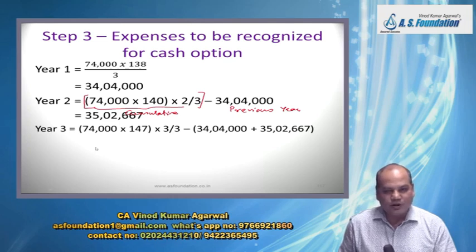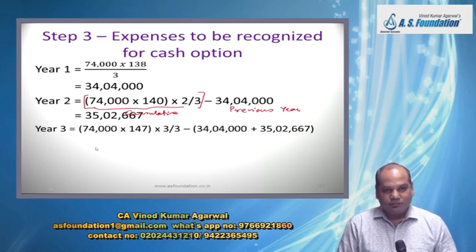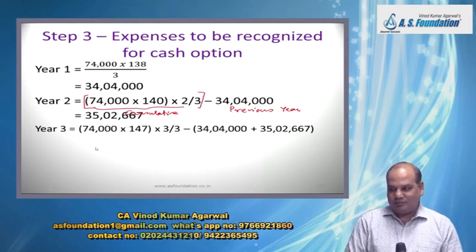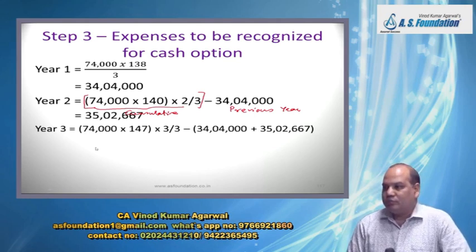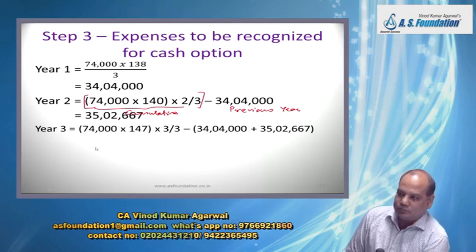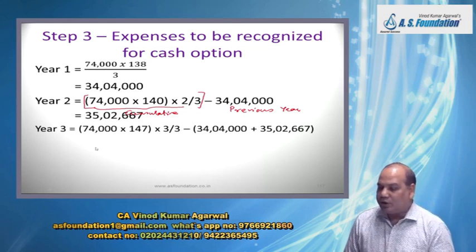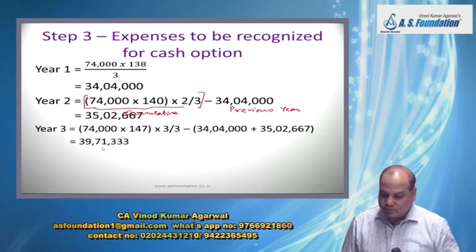Let me see who will give me the answer fast. Year 3. Come on, year 3. Haji, year 3. You are not answering. Deduct the previous 2 figures. Some student is deducting only one figure. Is the answer 39,71,333? Okay.